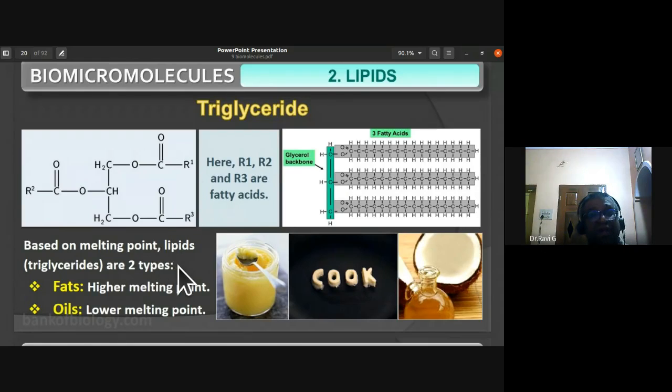Based on melting point, lipids or triglycerides are of two types. Fats and oils are both triglycerides. Based on their melting points, triglycerides are of two types, fats and oils. Fats have a higher melting point, and oils have a lower melting point. Even though both of them are triglycerides, on the basis of the difference in melting point, we call them fats or oils.